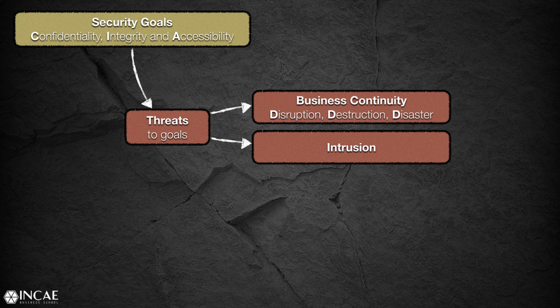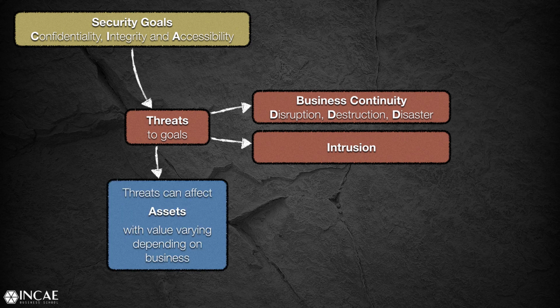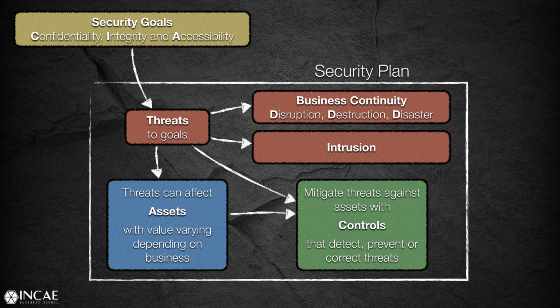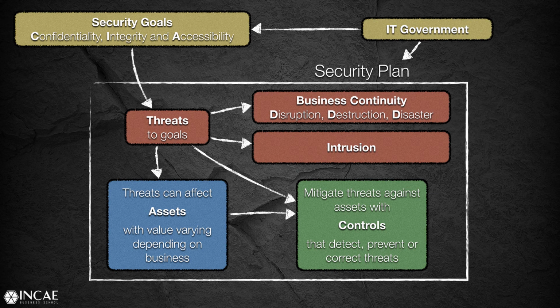These threats affect our assets that we're going to be prioritizing based on the value they represent for the business. And we're going to implement controls that mitigate these threats, and controls can detect, prevent, or correct the impact of the threats. All this goes into a security plan, and once again, remember that the goals and the security plan itself should be under the umbrella, under the supervision of an IT governance, which is a multidisciplinary team analyzing how we invest in security.